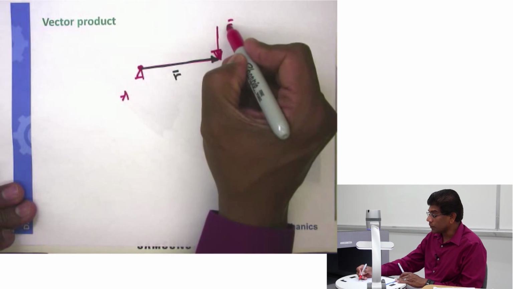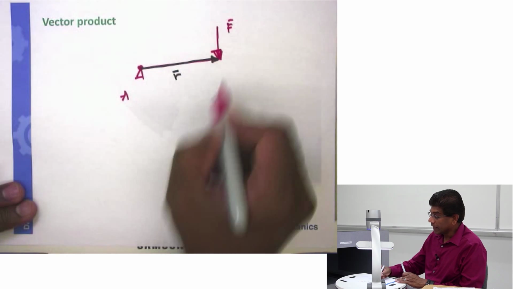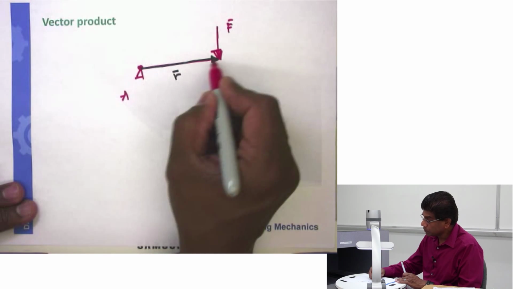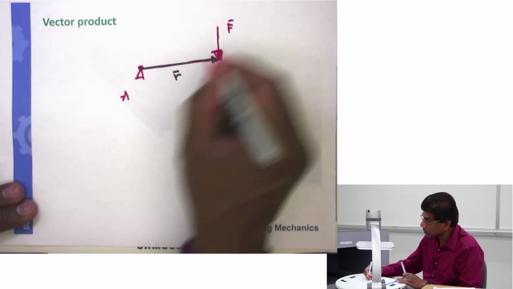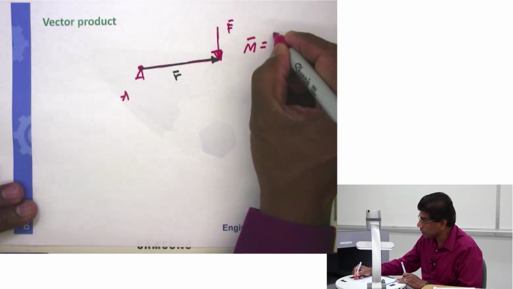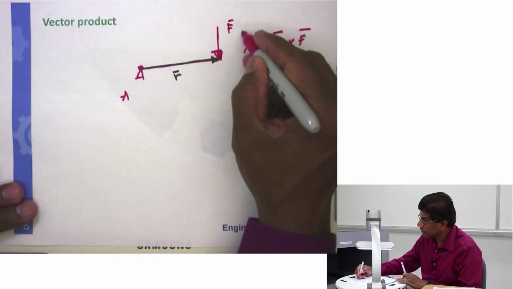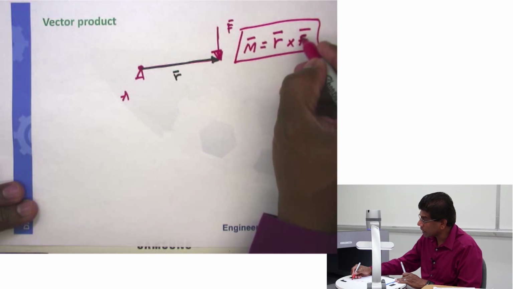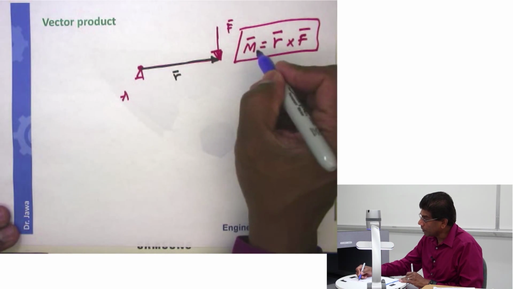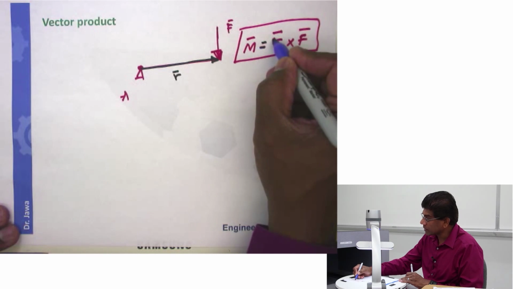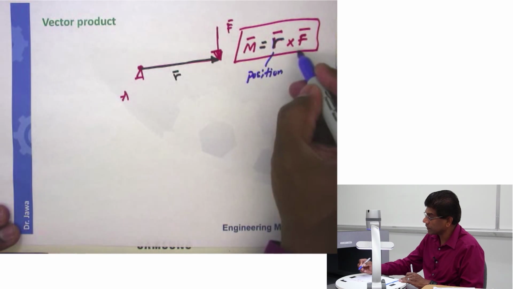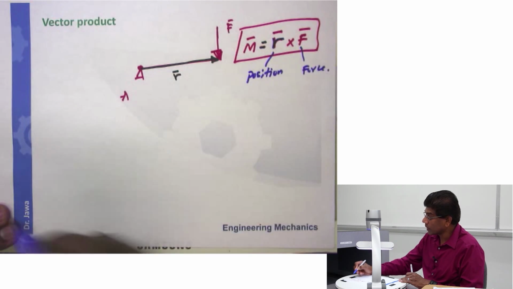So if I want to use the vector algebra, instead of using just perpendicular distance, I'm going to say I'm going to cross these two vectors. And remember, moment vector is going to be equal to R cross F. So from now onwards, I want you to remember, when we apply vector algebra, moment vector is a cross product of R, which is a position vector. All right, please remember that, position vector, and that's your force vector.